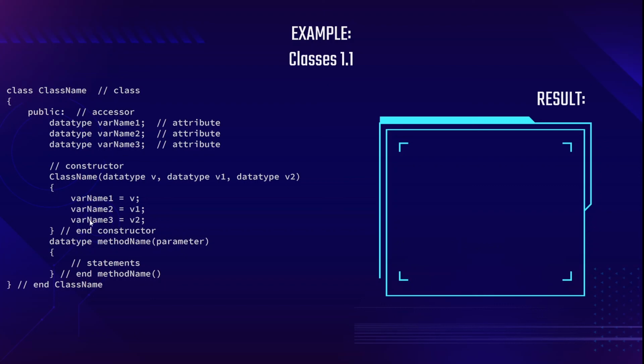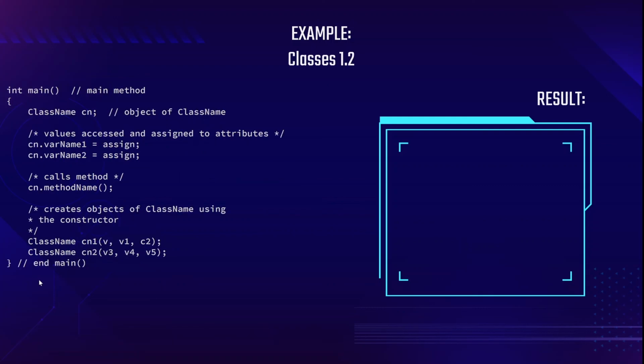So let's consider this var name 1. We're going to set that equal to v. And var name 2 is going to be v1, and so on and so forth. And for the constructor, let's just make up a method. And we're going to pass a parameter. So it executes whatever statements, ends the method, ends the class.